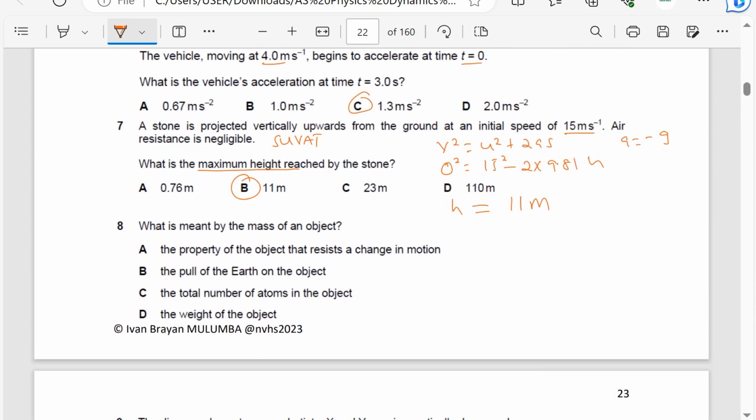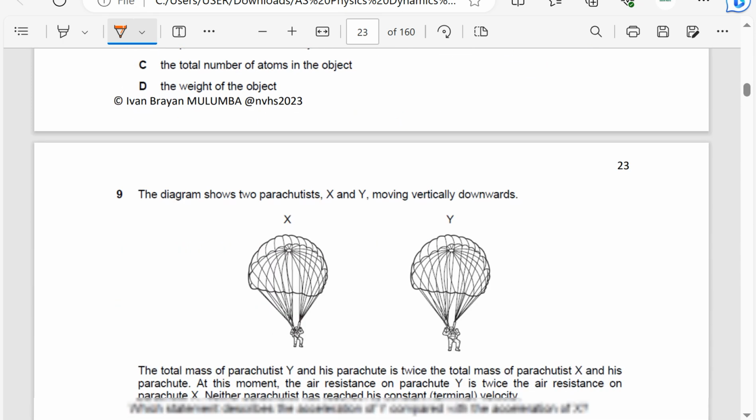What is meant by the mass of an object? Of course, this quantity of matter is a measure of a body's inertia. The property of the object that resists a change in motion, that is inertia. So the answer is A. The pull of the earth, that is weight, and total number of atoms, the weight of the object, that is not mass. So the answer is A. The property of the object that resists a change in motion, that is mass.